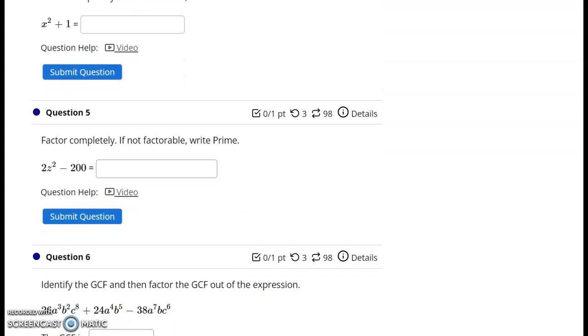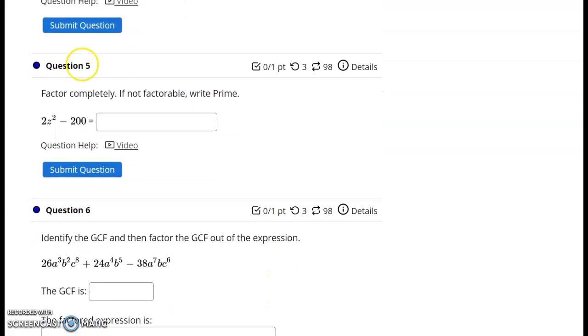Okay, let's look at 5. So let's see if 5 is factorable. First, greatest common factor. Well, it looks like a 2 will come out of that. So 2, I'm left with z squared minus 100. At this point, I want to see, can I factor z squared minus 100? Well, z squared and 100 are perfect squares, and so we can do those using difference of squares.